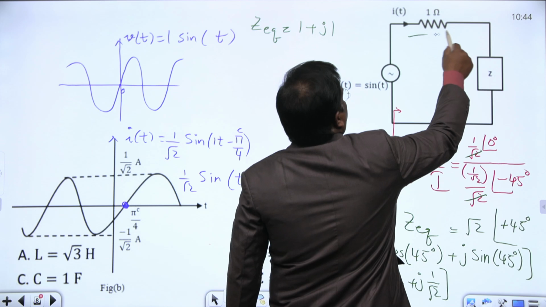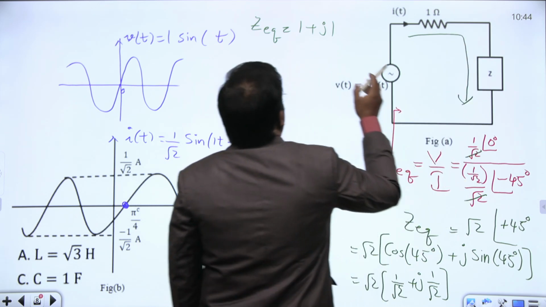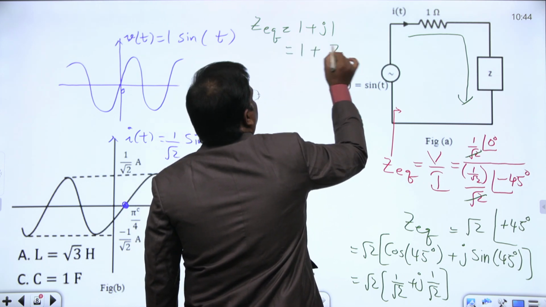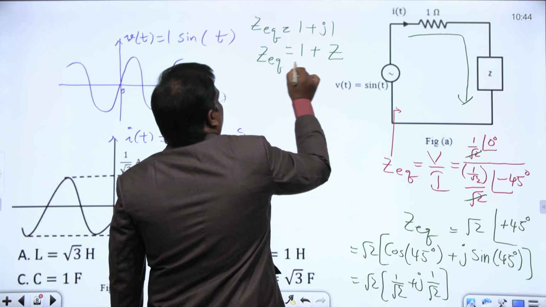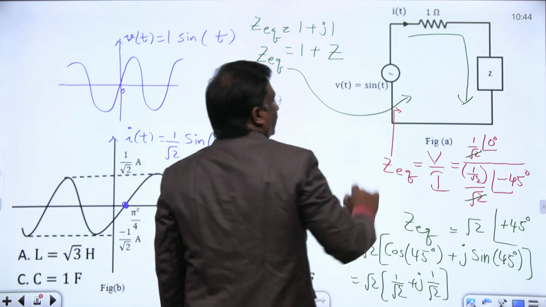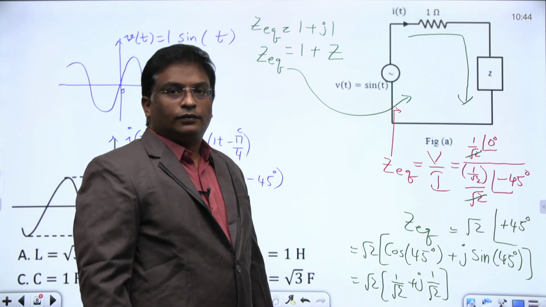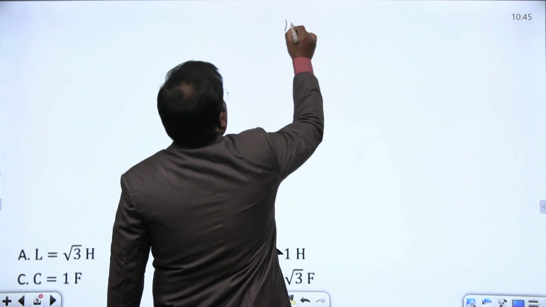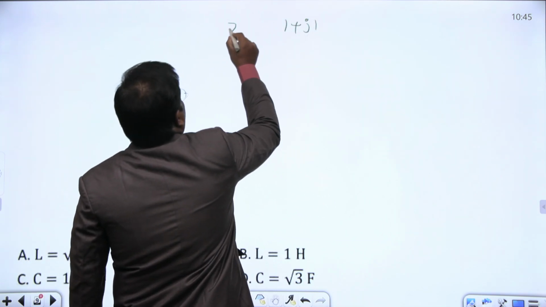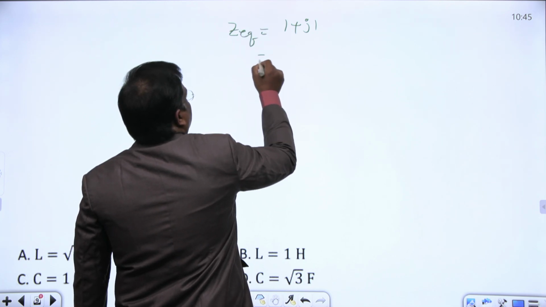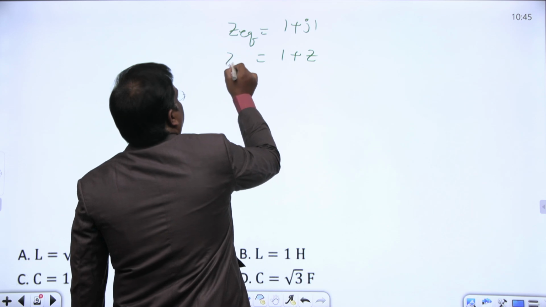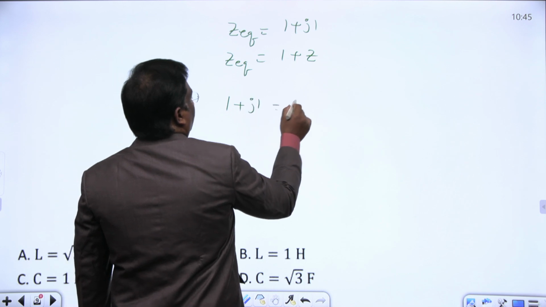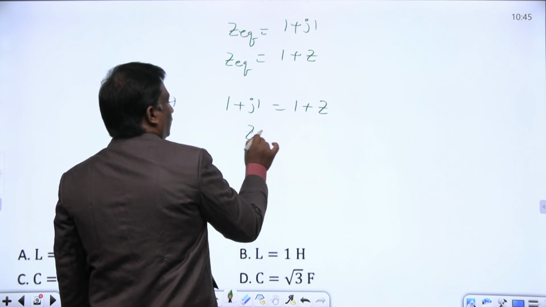Right now this is one element, this is another element, both are connected in series. Actually for this one, if you notice the Z equivalent here, that is nothing but 1 plus Z itself. Now tell me, 1 plus j1 is a Z equivalent, and from seeing the network, this is also equal to 1 plus Z. Therefore, equating both, 1 plus j1 equals 1 plus Z, 1 cancels, Z equals j1.